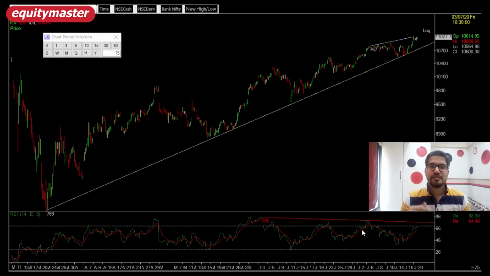RSI divergence tells you that there is a chance of a reversal, but it's not necessary that the price or the trend will reverse. You have to wait for confirmation. Here the RSI divergence indicates that the price action is slowing down. You can even notice in the price action of Nifty that the peaks and troughs, or bottoms, are getting narrower and narrower with each passing day.